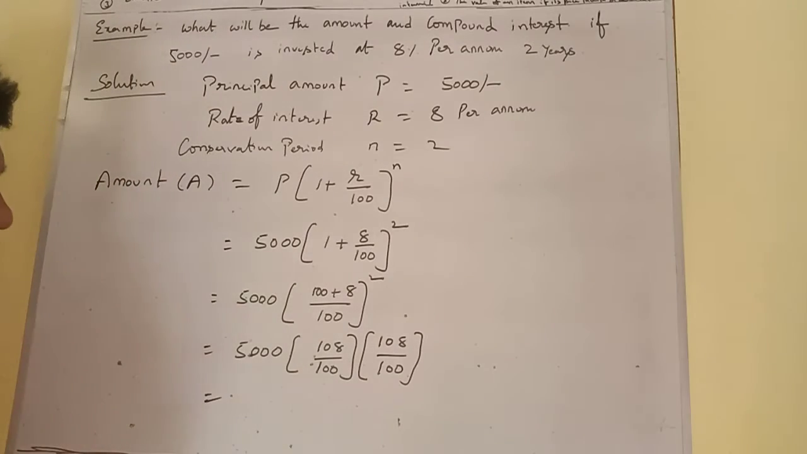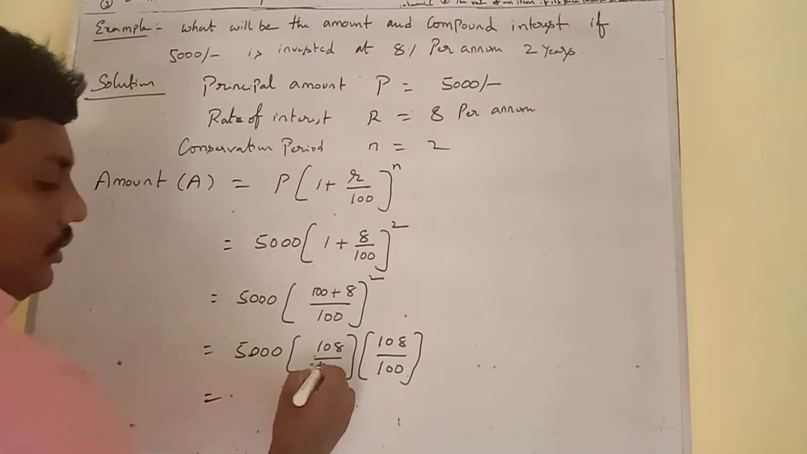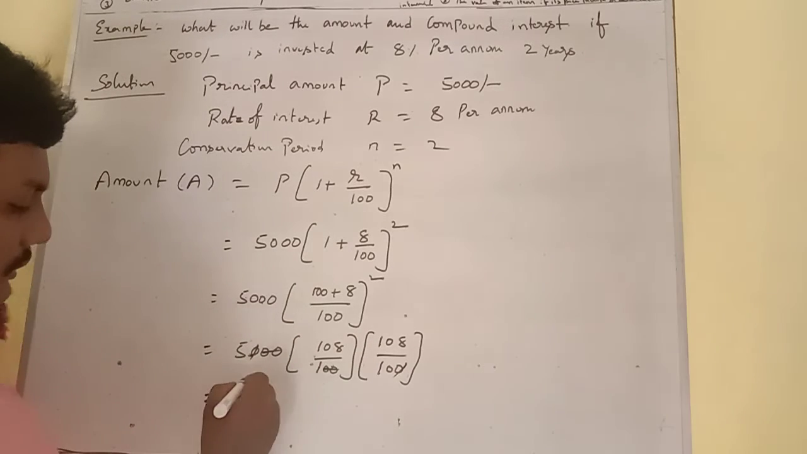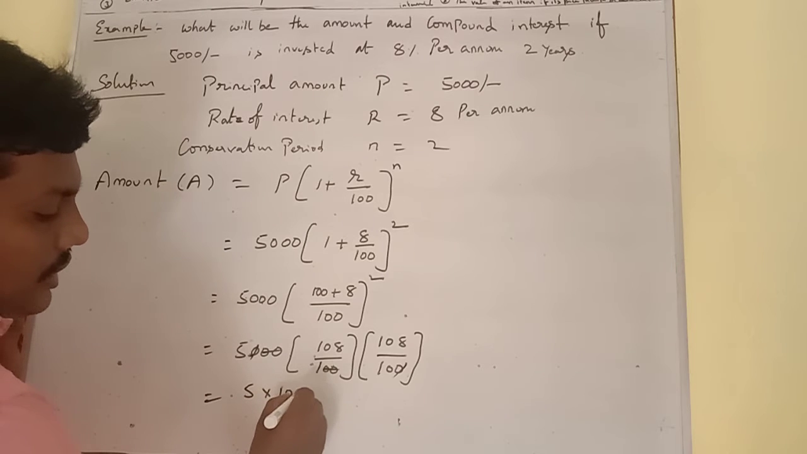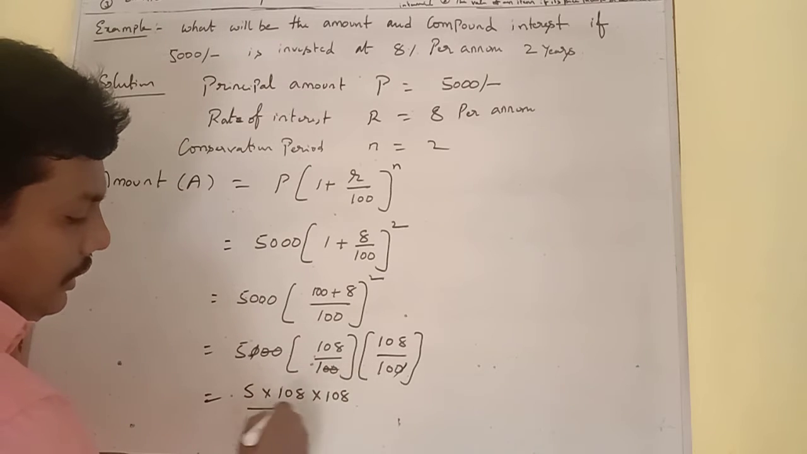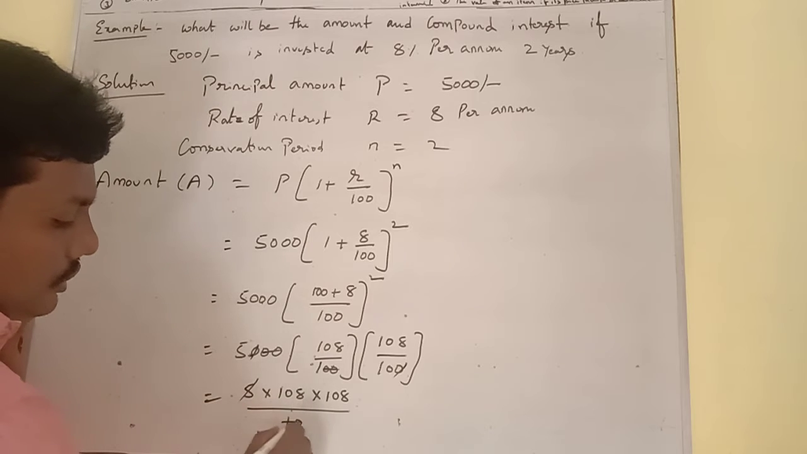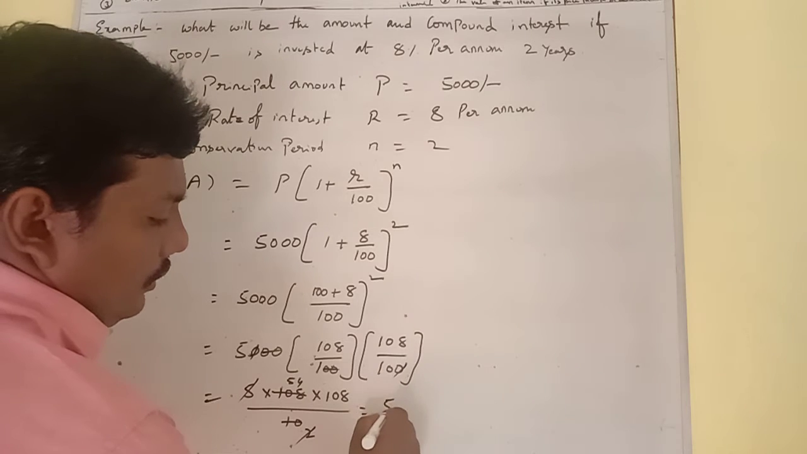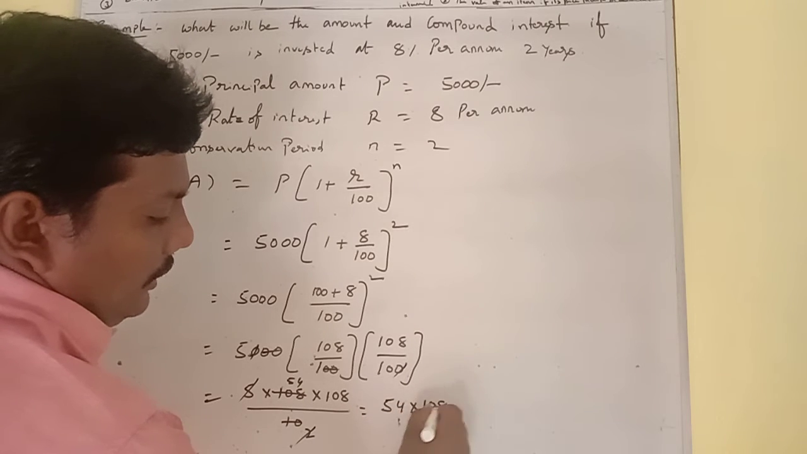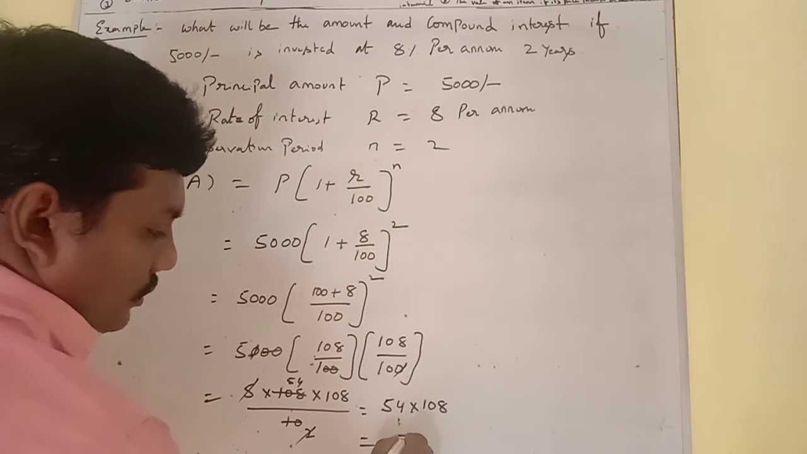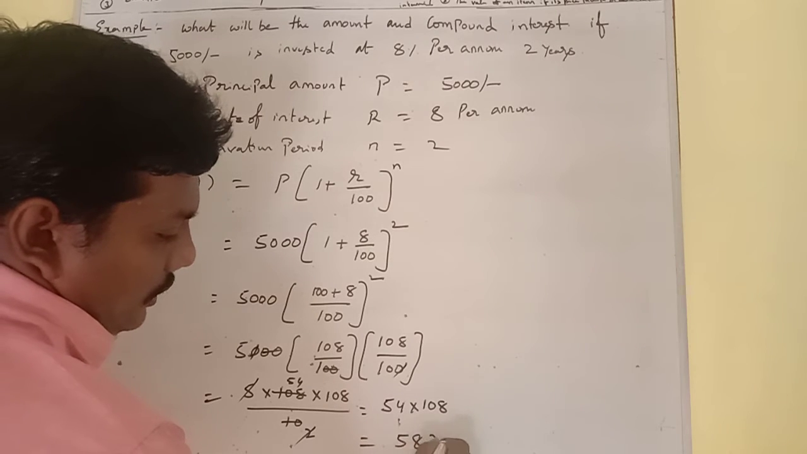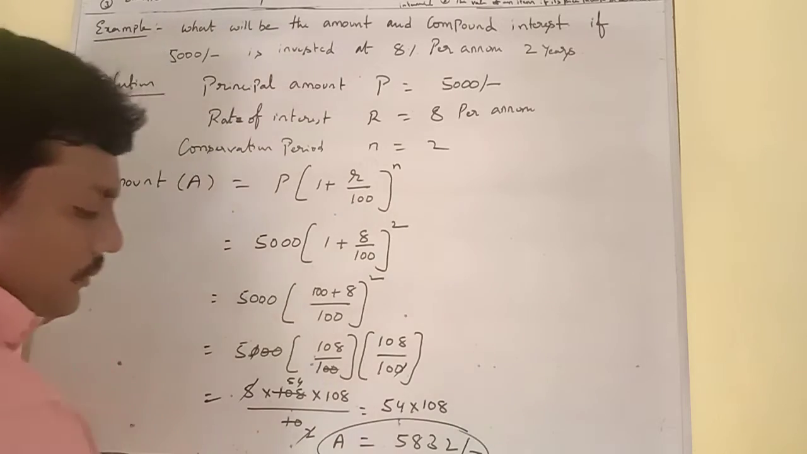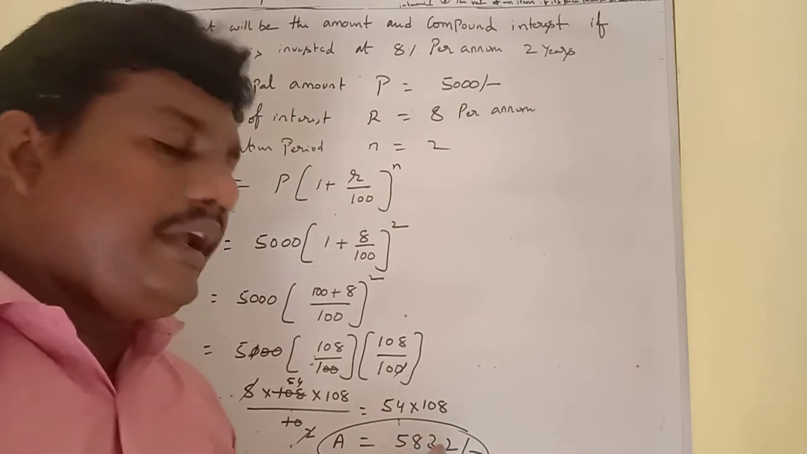Here the 2 zeros and 2 zeros get cancelled, and 1 zero, 1 zero get cancelled. So the remaining is 5 into 108 into 108 by 10. Then 5 ones, 5 twos get cancelled, and 2 fives and 2 fours get cancelled. So it is 54 into 108. If you multiply this, it is 5832. So this is called the amount. The amount is equal to 5832.